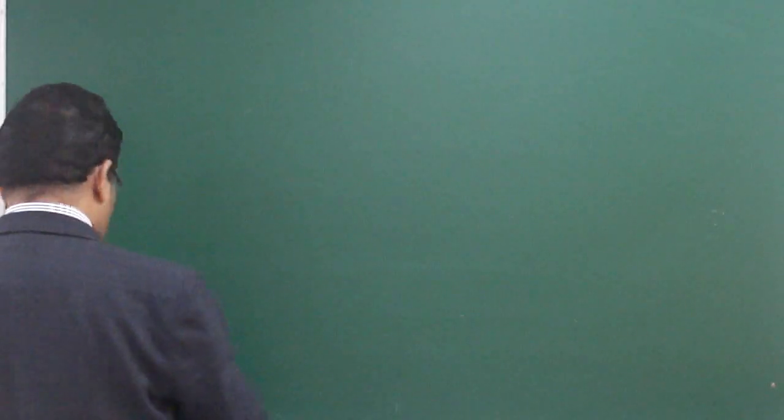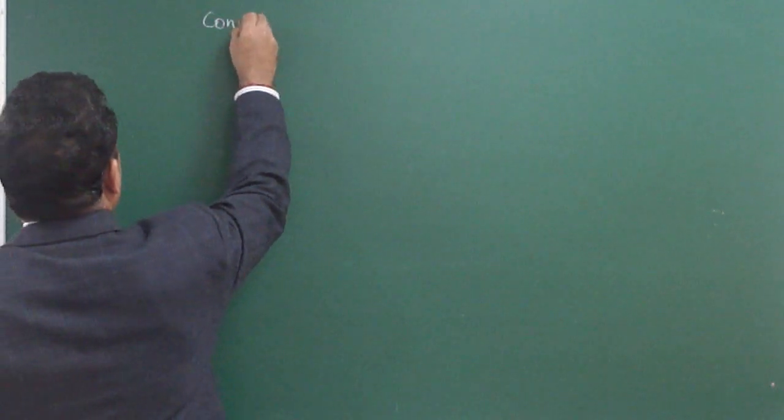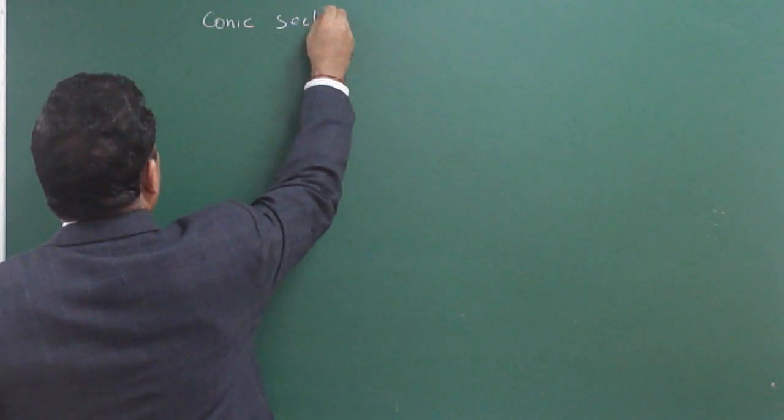Parabola is a part of conic section, so we will define it from conic section only. So let me define the conic. What is conic? Conic is a locus of a point which moves in such a way. Conic section.